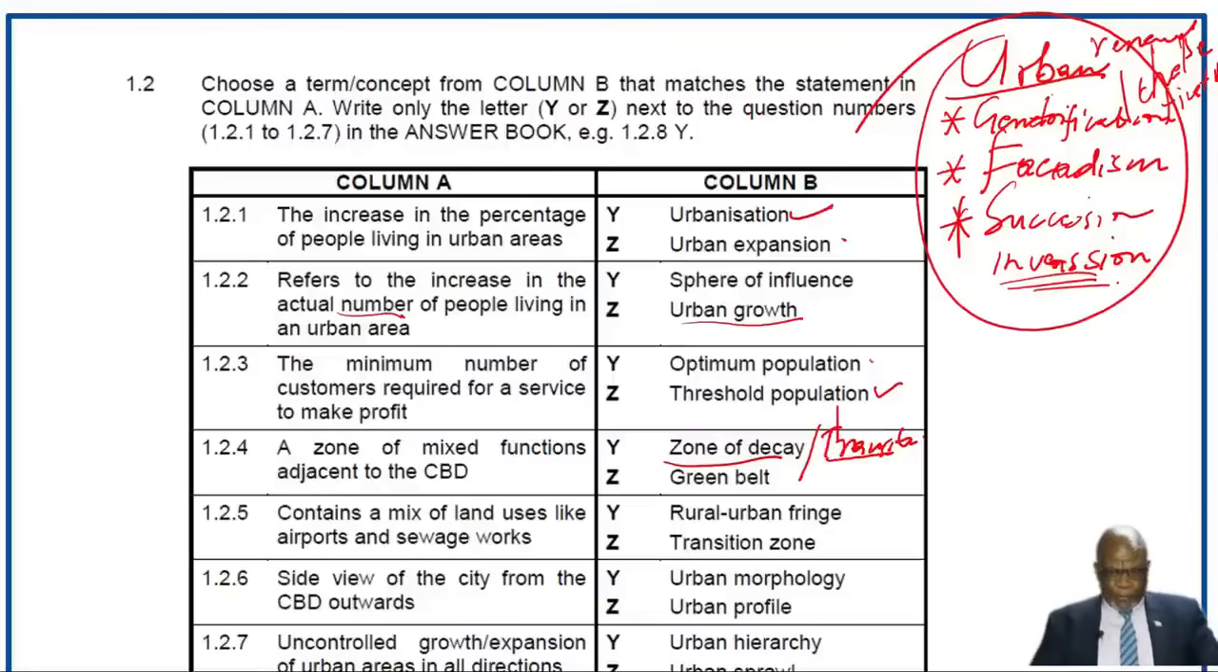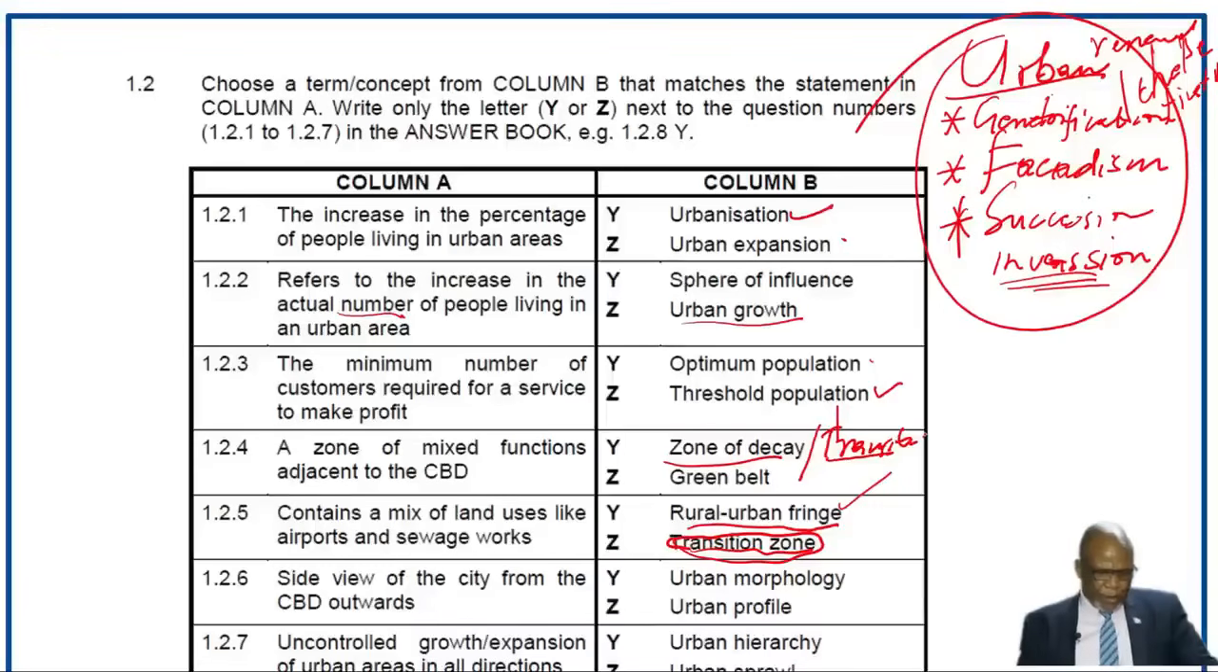Now let's continue. This contains a mix of land uses like airports and sewage works. Is it transition zone or is it rural urban fringe? It cannot be transition zone, because transition zone you find just outside the CBD. So the correct answer there will be rural urban fringe. That is where you find that.